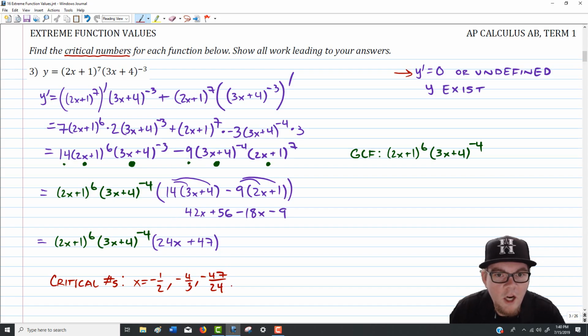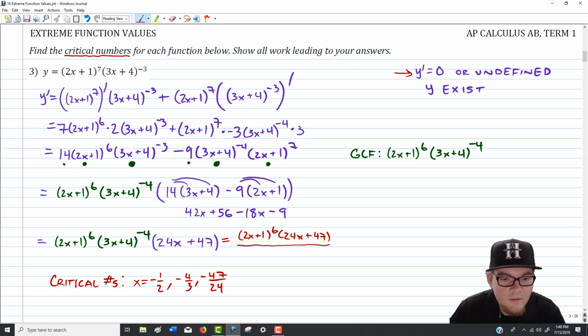Unfortunately, this would be wrong. The reason is a little bit subtle here. 2 of these are critical numbers. The other one is not. The other one's what we just call an important value to consider later. So let's look at this for a second. This expression, everything's pretty good, except we've got that negative 4 power up there. What that means is there's an alternate way you could write this derivative of the function. You could write this instead as 2x plus 1 to the 6th times 24x plus 47, all divided by 3x plus 4 to the 4th.